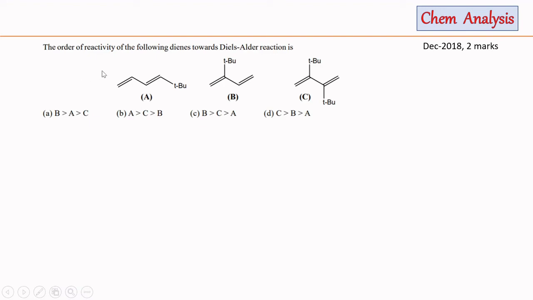The next question is about the reactivity of this diene for the Diels-Alder reaction. Before solving this question, I want to mention one thing: in the Diels-Alder reaction there are 2 reacting partners, one is the diene and another is the dienophile. In the diene there will be two double bonds, and both the double bonds will be in cis orientation.